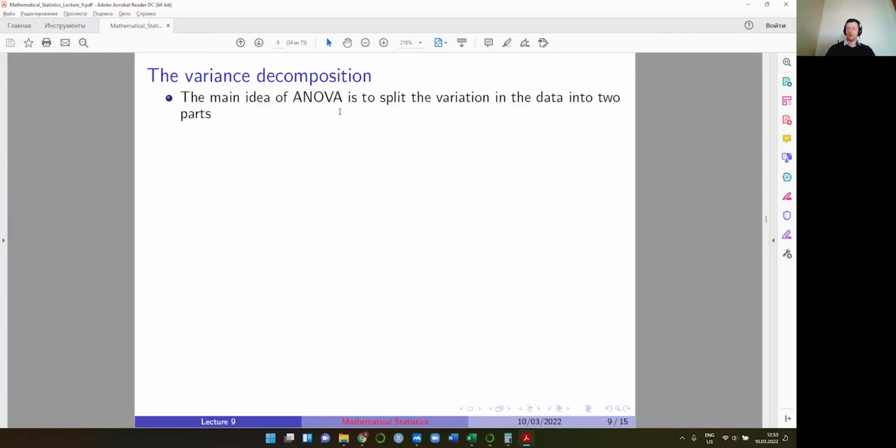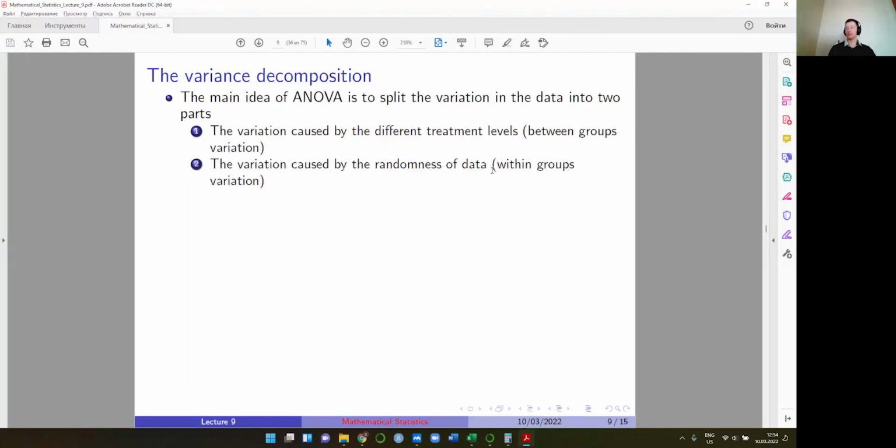The main idea of this ANOVA test is to split the variation in the data into 2 parts. So I started with this idea. The data varies because of our random sampling process. This is the random error, epsilon. And also the data can differ because of these different treatments. We want to split this variation into the variation caused by the different treatment levels, and we would call this between groups variation, and the variation caused by the randomness of data, and we will call this within groups variation.